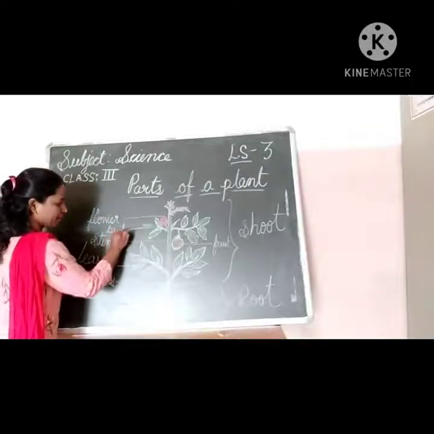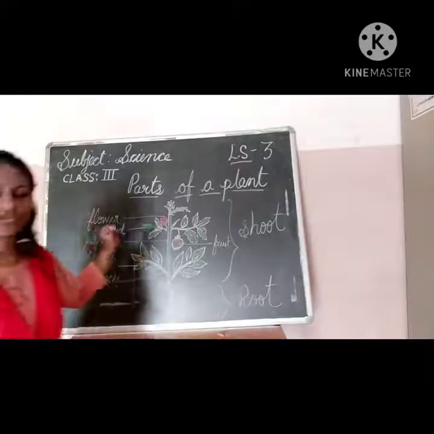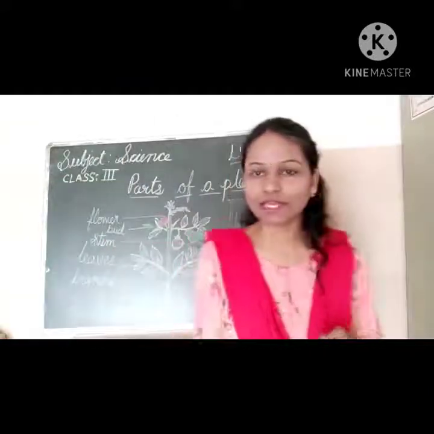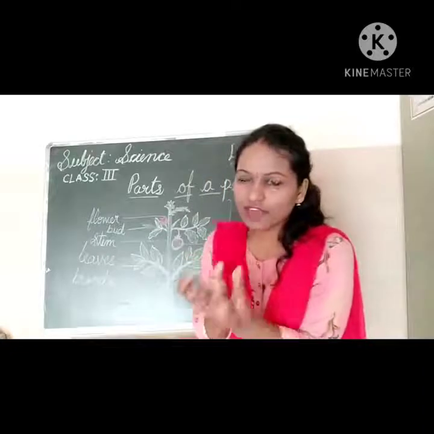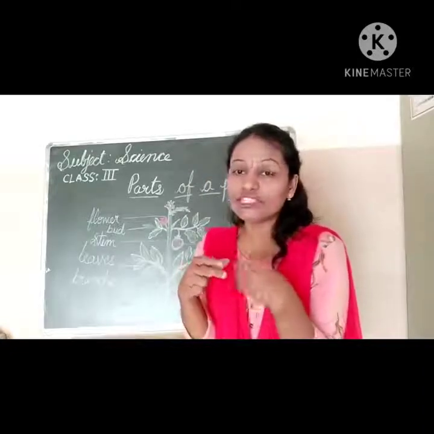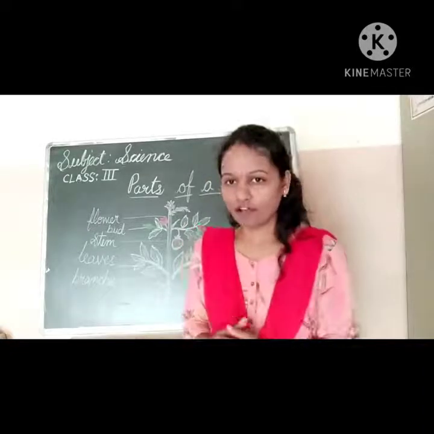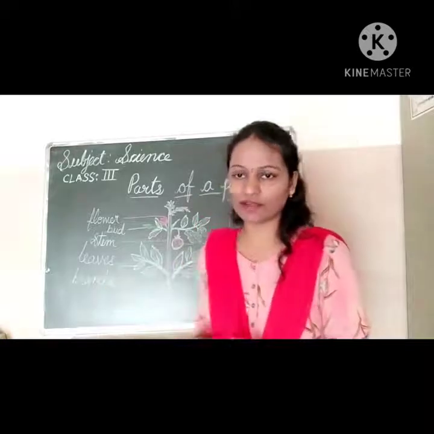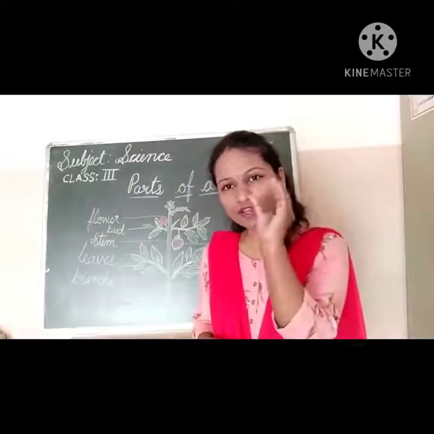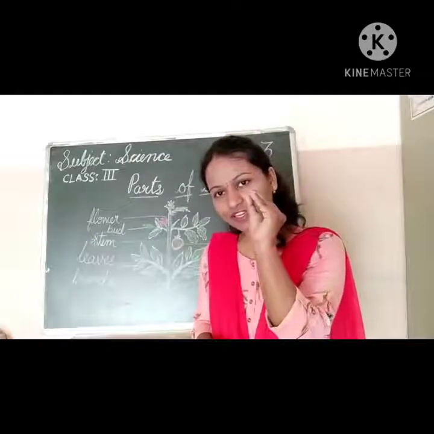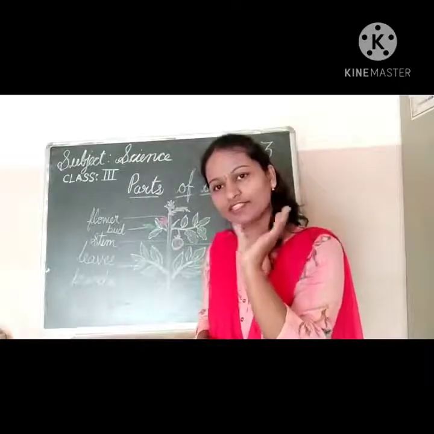B-U-D. Bud. Please repeat after me. B-U-D. Bud. B-U-D. Bud. A bud is a young one which is going to blossom into a flower. That is called a bud. If you look at a flower first, it looks like a small bud, and then when it blossoms, you see it as a flower.